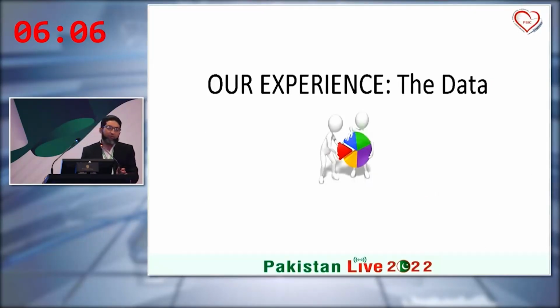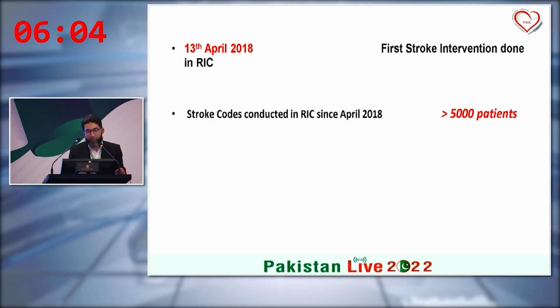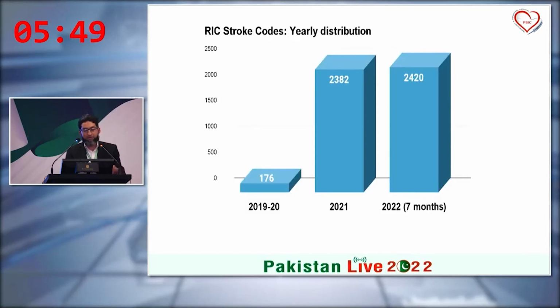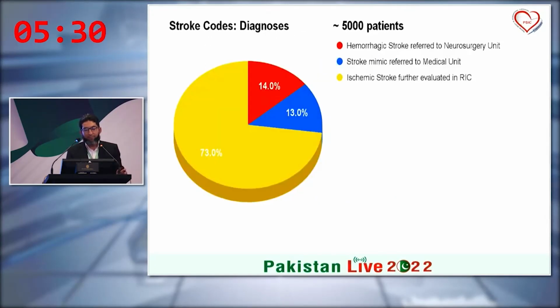Now finally, I want to share the data which we have collected over the last 4 years. The first stroke intervention was done on 13th April 2018, and up till now we have coded more than 5,000 patients in RIC. This is the yearly distribution. Initially, in 2019 and 2020, the service was for 6 hours, and in 2021 it was extended to 24/7. You can see the increase in the number of patients coming to RIC with suspected stroke, with symptoms of stroke.